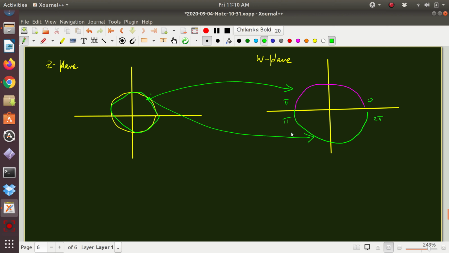So in order to cover the full w plane, you need to go around the z plane twice. So w is z to the half is a double valued function, in the sense that the same point in z will give rise to two different values of the complex number in w.